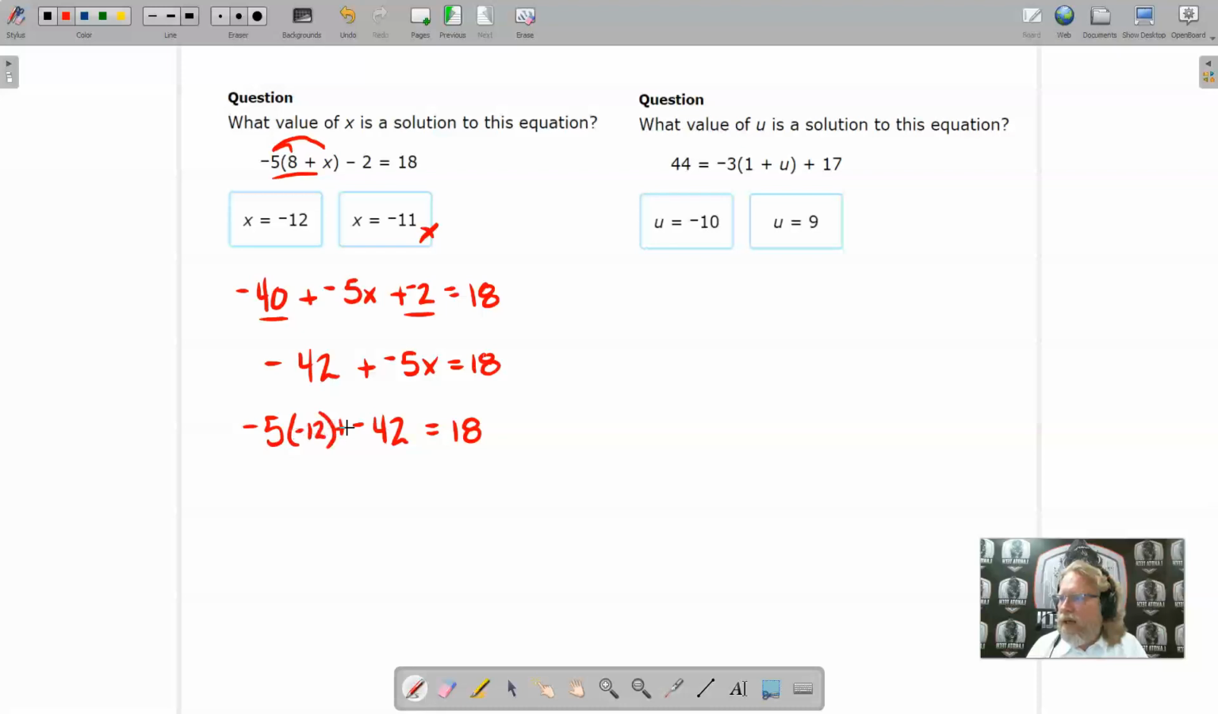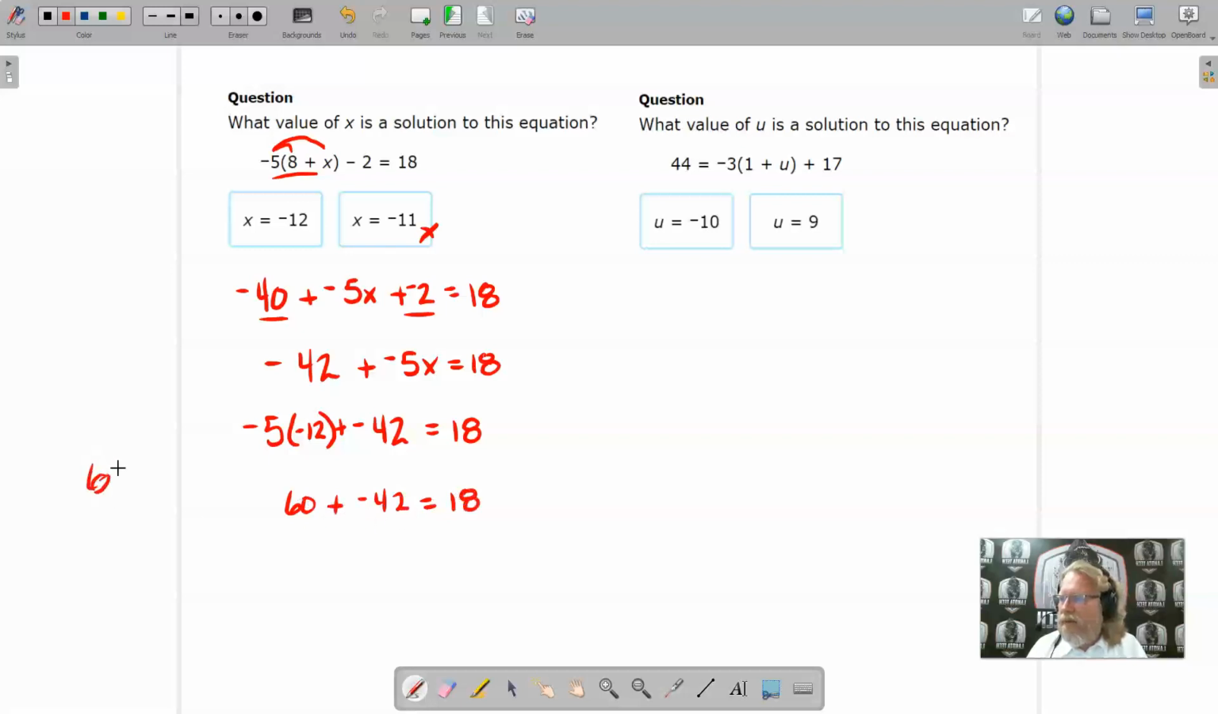And we need an addition sign right here, right? Get that plus sign in there. So negative times negative is positive. 5 times 12 is 60. And we're going to add to that a negative 42, which is the same as 60 minus 42.